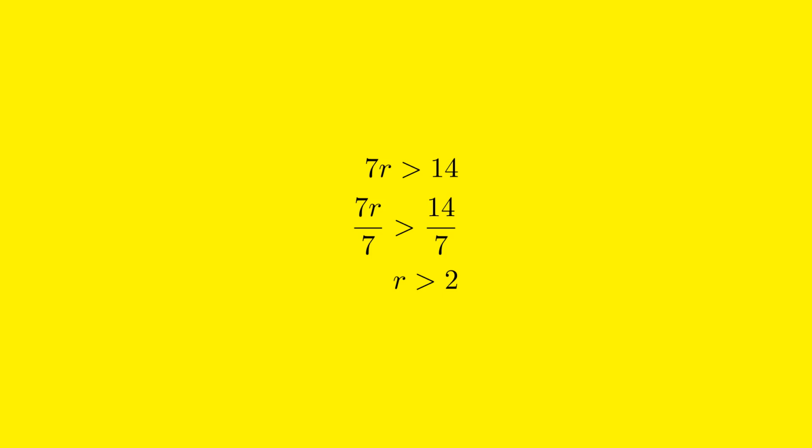To express this in interval notation, we write an open parenthesis followed by 2, then a comma, and then an infinity symbol, because r can be any number greater than 2 but not including 2. So the interval notation is open parenthesis 2, comma, infinity, close parenthesis.